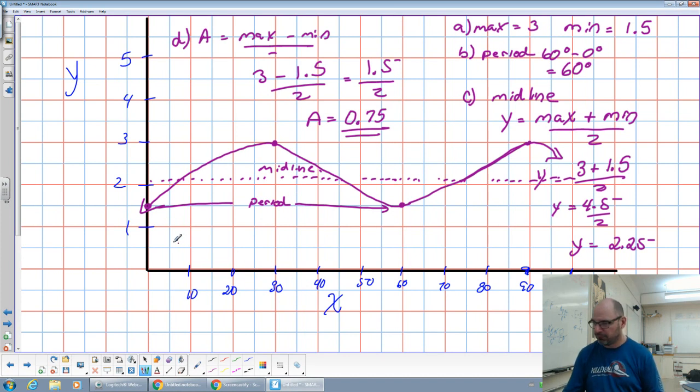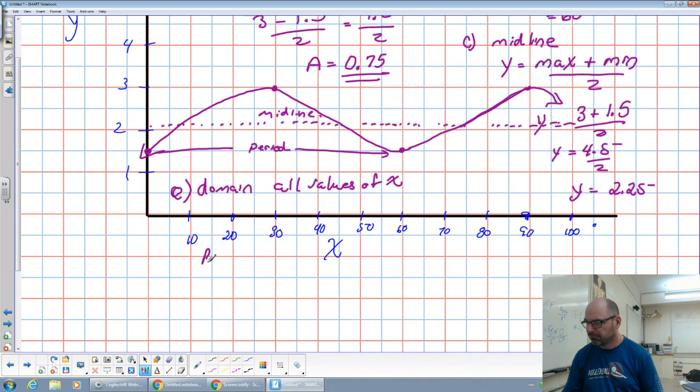Okay, and the domain: all values of x. But the range goes from 1.5, it's less than or equal to y, all the way up to 3. And there we have our second example.